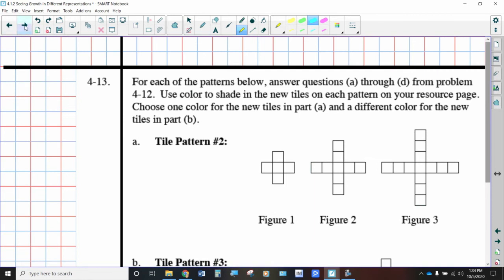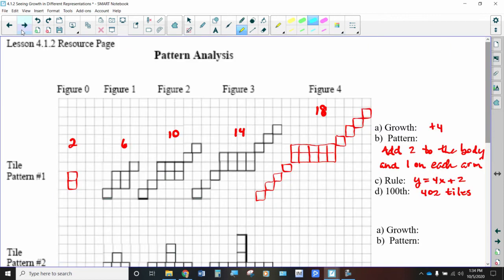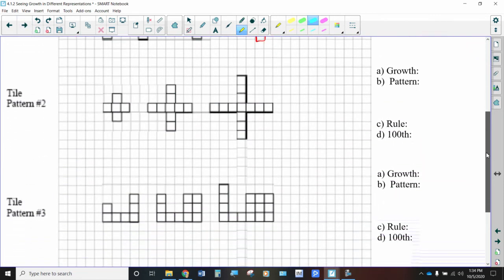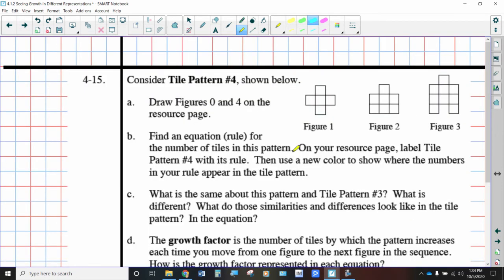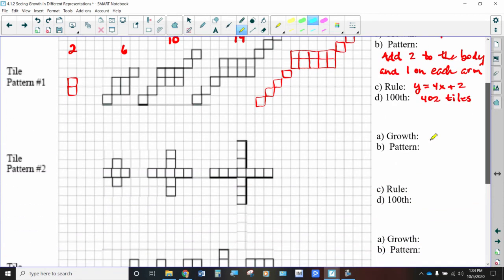So here's your task. You are going to continue this process for tile pattern 2, 3, and 4. And I know there's a bunch of wordy directions over here, but just follow the same process that I went through. Count the number of tiles, right? That is your, how much does it grow to go from this one to this one to this one? That's your growth rate. How do you see the pattern growing? Write a little statement in the right margin here.